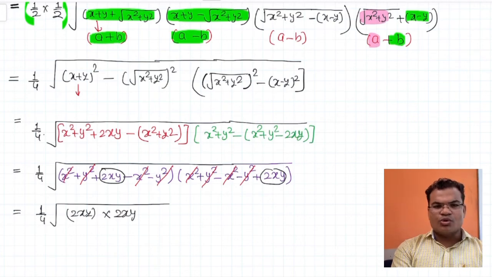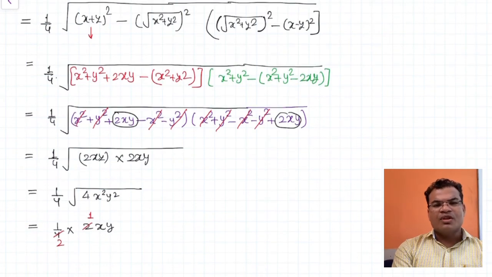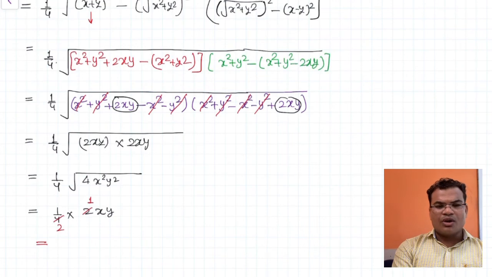So 2xy into 2xy. What you can do after this is multiply 2xy into 2xy, that is 4x square y square, 2 to the 4 and x square y square as it is. Taking under root of this 4x square y square, 4 under root is 2 and x square y square, 2 will come out and xy is the multiplication. So 1 by 4 will multiply with 2, 2 1 are 2, 2 2 are 4. So 1 by 2 into xy.